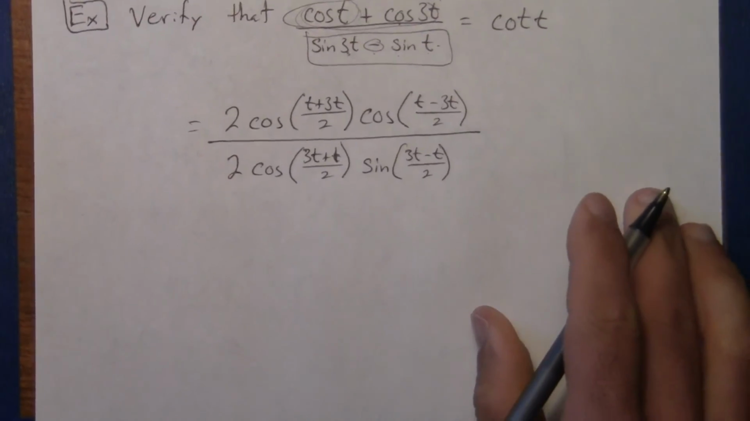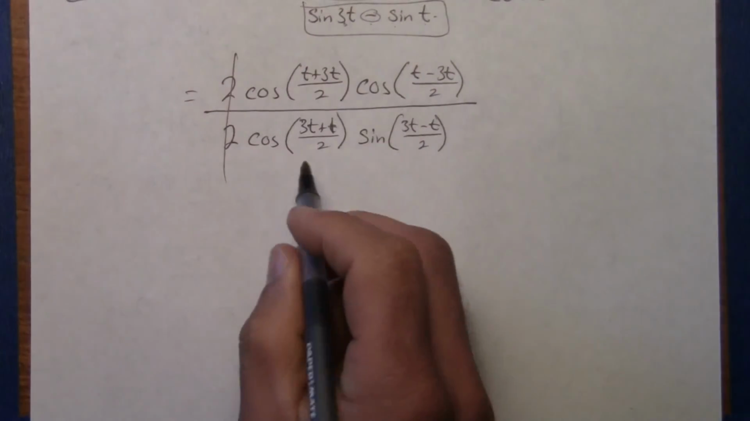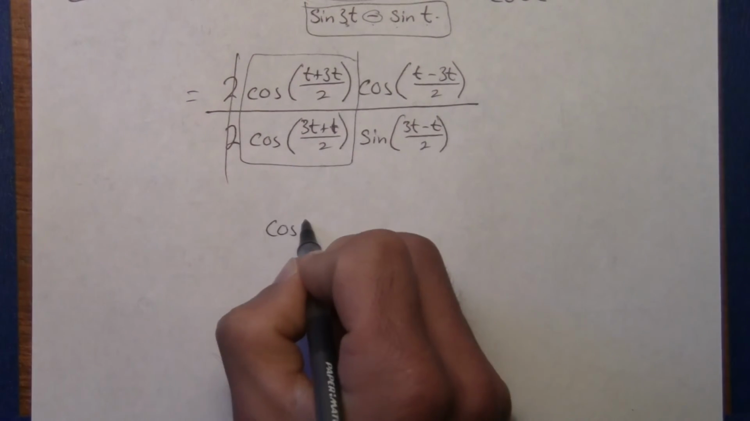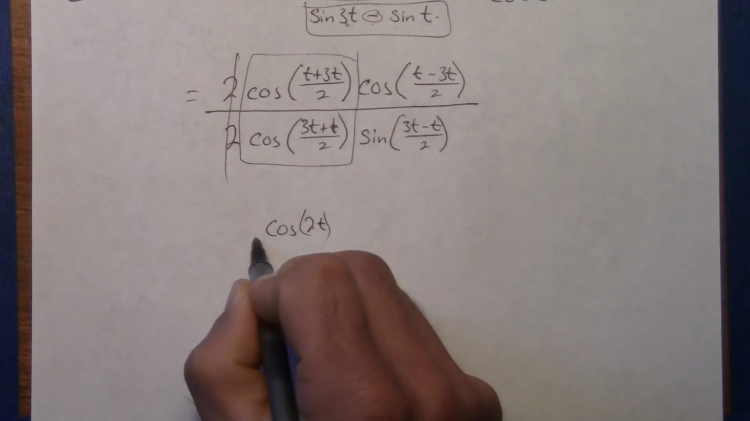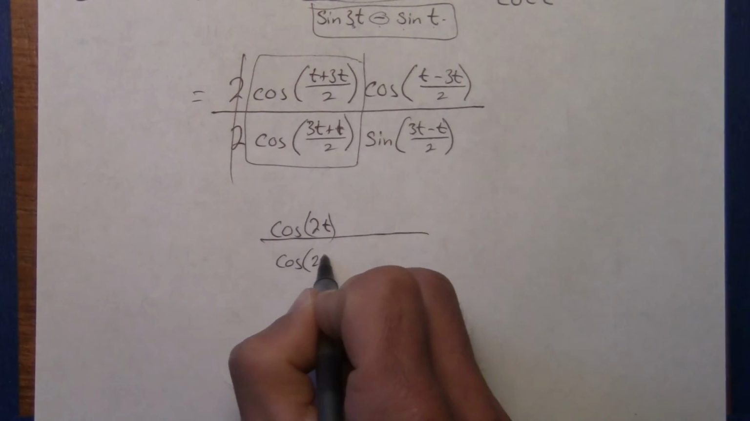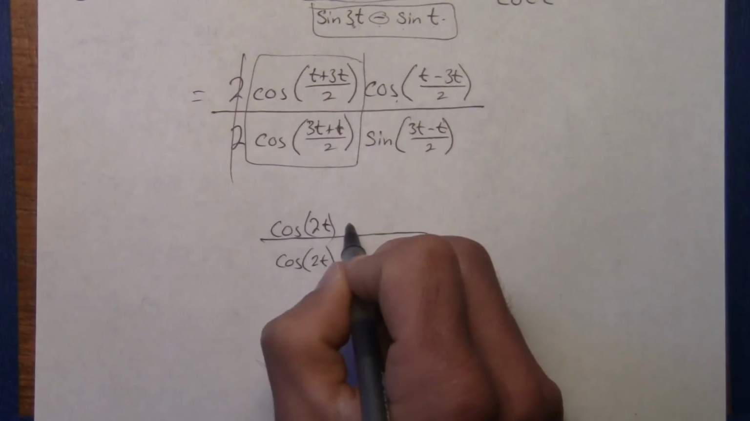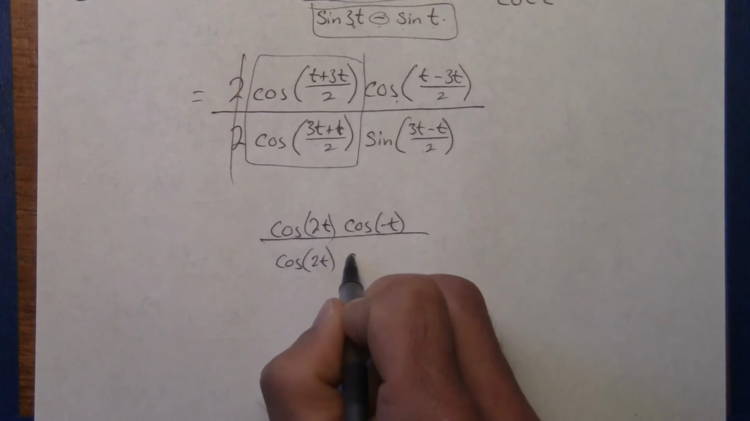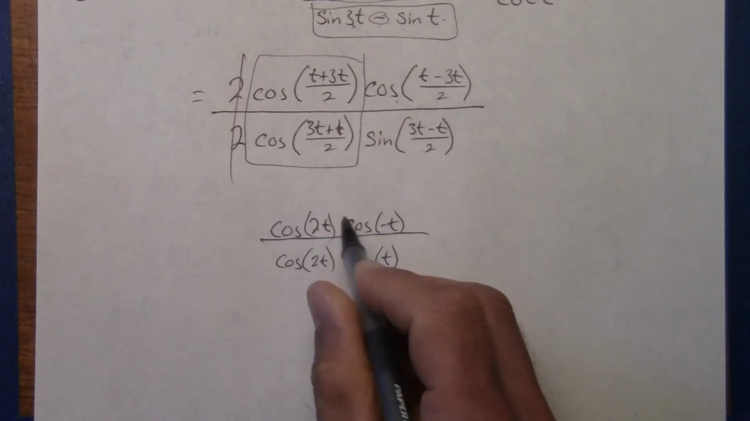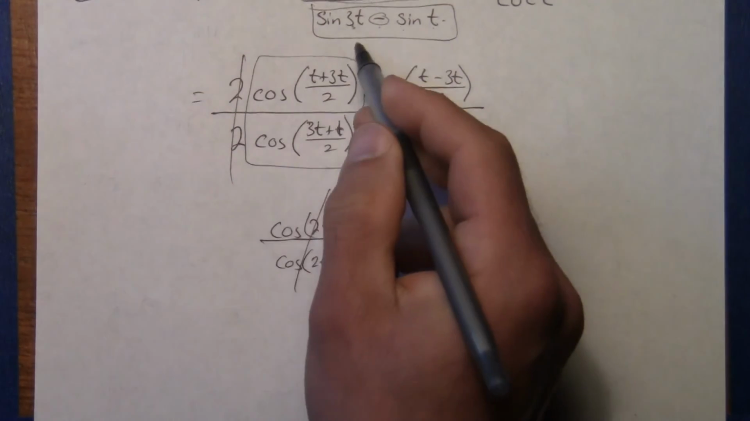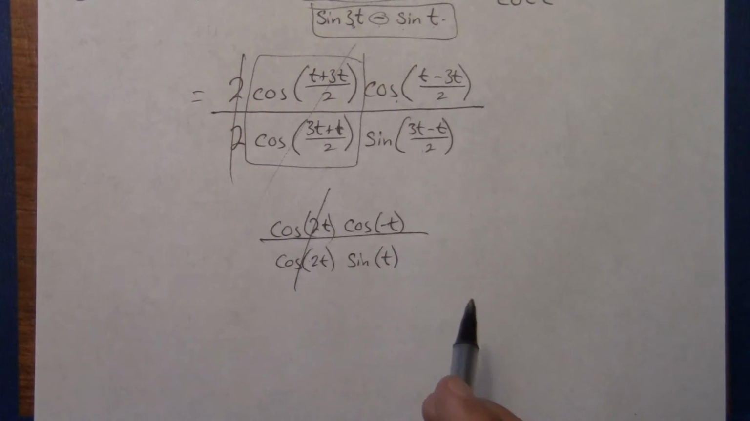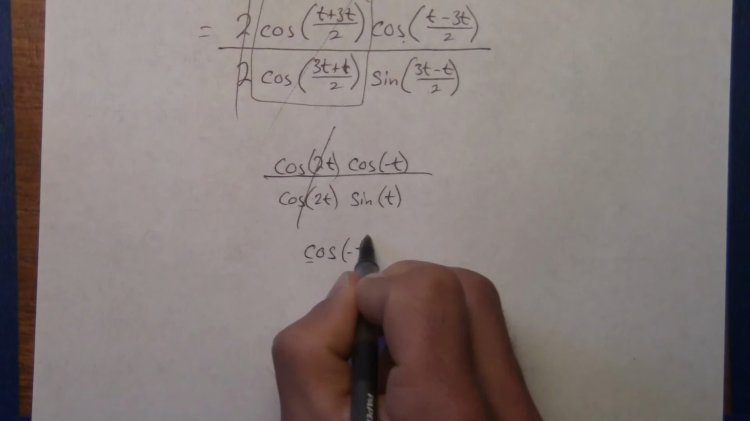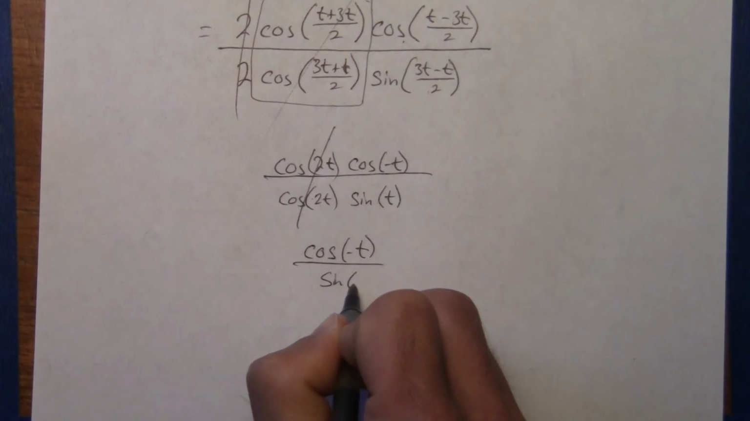And now I just need to simplify a little bit more. Obviously I can see the 2's are going to cancel, so I can ignore that. You probably can see that this is going to give you cosine of 2t and then cosine of 2t. These eventually are going to cancel. This one is going to give you the cosine of negative t, and the denominator would give you the sine of t. And again, those canceled. So if you see they cancel up here, you can go ahead and cancel them. If you don't until you get here, that's fine. So you are left with the cosine of negative t divided by the sine of positive t.